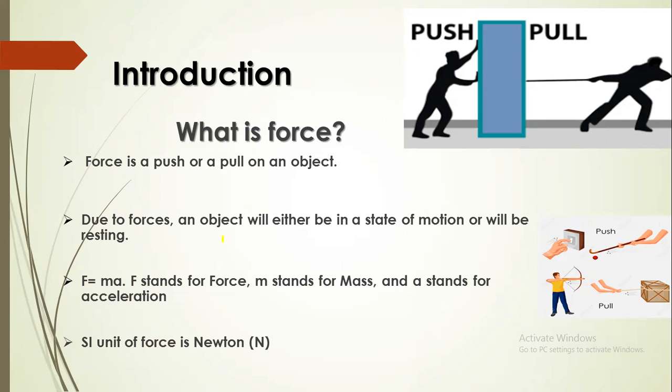Because of force, F equals ma. This is the equation to find out force. F stands for force, m stands for mass, and a stands for acceleration. The SI unit of force is Newton. We can write Newton as capital N. Now your teacher may ask you in exams to find out a, acceleration. To find the acceleration we need to rearrange this formula: a equals F divided by m. Acceleration equals force divided by mass.